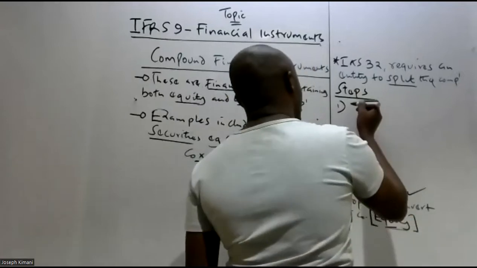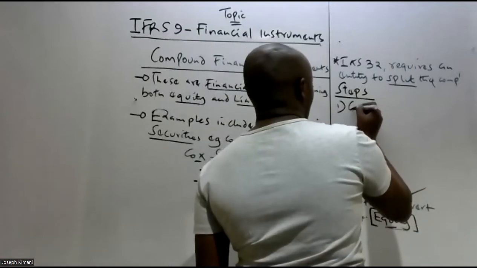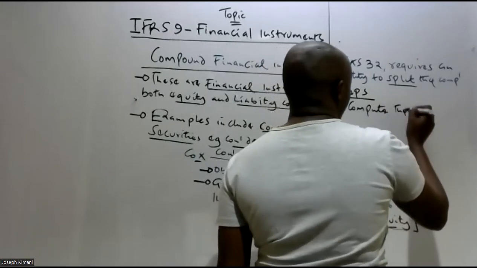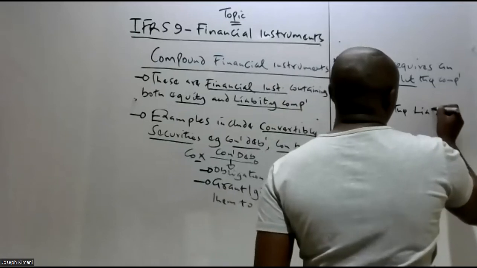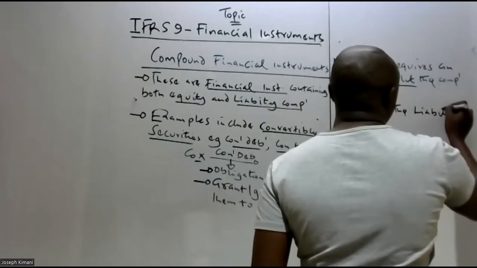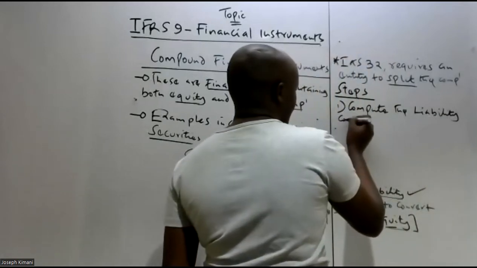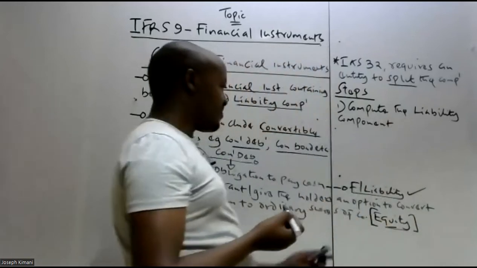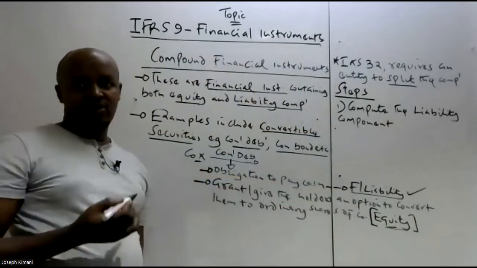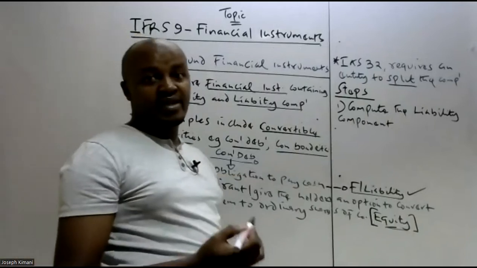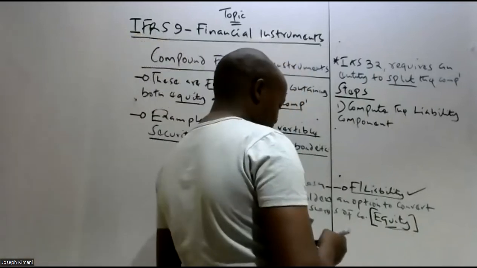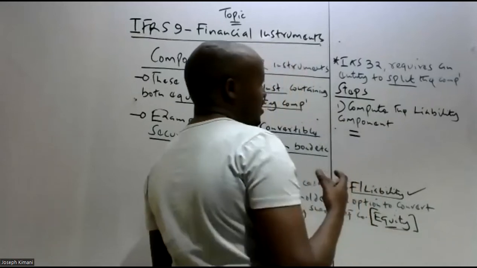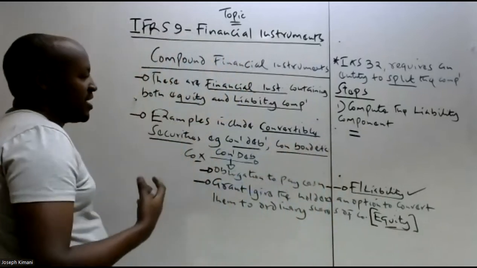For us to be able to split the two components, first of all we need to compute the liability component. Step number one, compute the liability component. Remember, we have said that the liability component arises from the obligation of the company to pay cash. And how do we compute this liability component? It is computed by discounting what the company is required to pay.